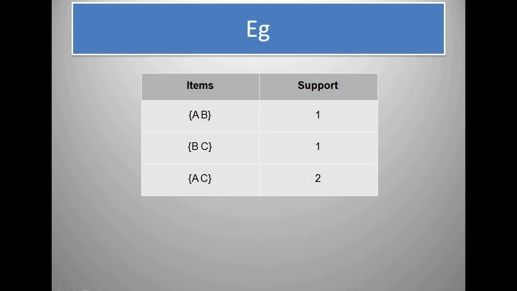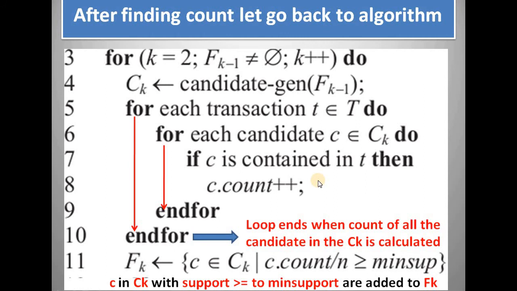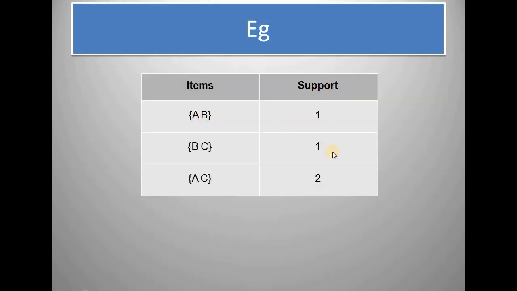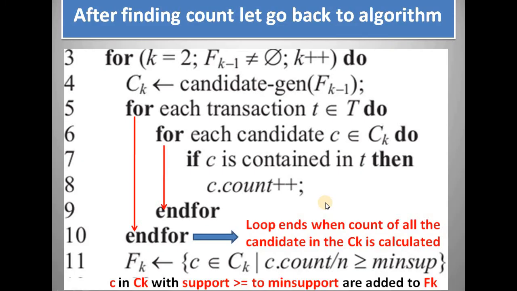So here I've got A, B, B, C, A, C. The support is 1, 1, 2. So that's how I have found the support value. Now after finding the count, let's go back to the algorithm. What do we have to do? Here in the algorithm, I have found the count.